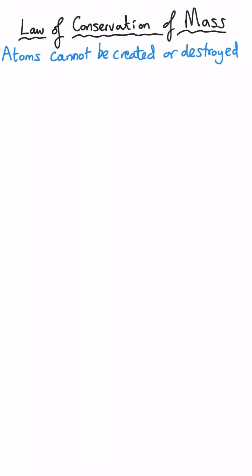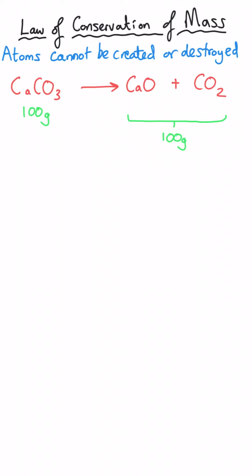The first thing to remind ourselves of is the law of conservation of mass. That law states that atoms cannot be created or destroyed. They can only be rearranged and change which atoms are bonded together. In this one, we've got calcium carbonate as a reactant, turning into calcium oxide and carbon dioxide. One of the consequences of the law of conservation of mass is that if we start with 100 grams of calcium carbonate, we need to finish with 100 grams of product. So in this case, it will be 56 grams of calcium oxide, and therefore the difference between those two numbers, 44 grams of carbon dioxide.